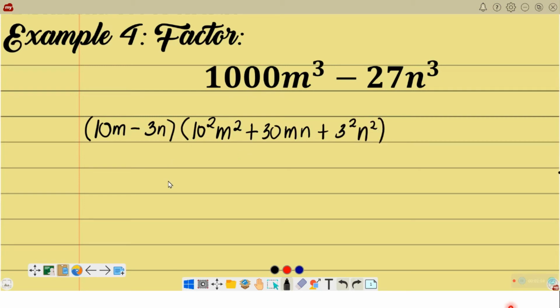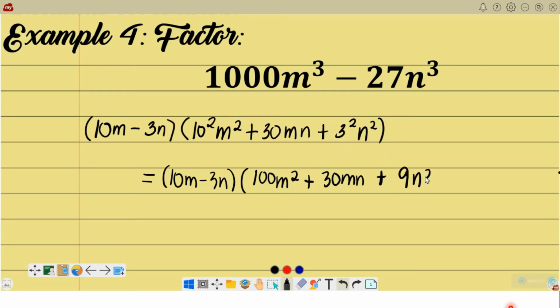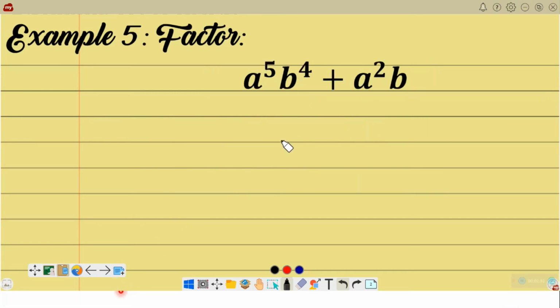So if we rewrite this for our final answer, we have again the quantity of 10m minus 3n, multiplied to the quantity of, what is the square of 10, we have 100 m squared plus 30 mn plus, what is the square of 3, so we have 9n squared. So now this will be our final answer for the factored form of example number 4. Okay, next we have example number 5.